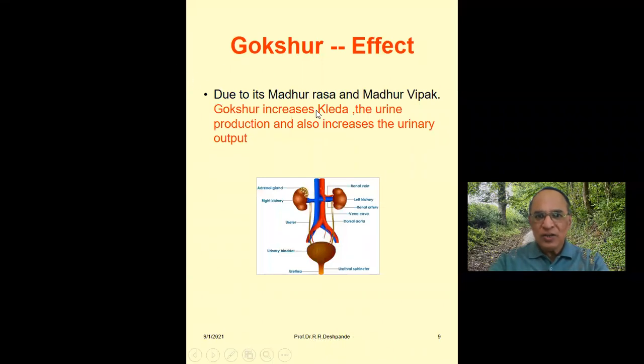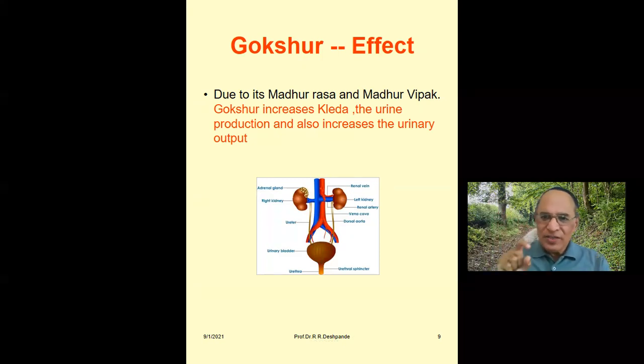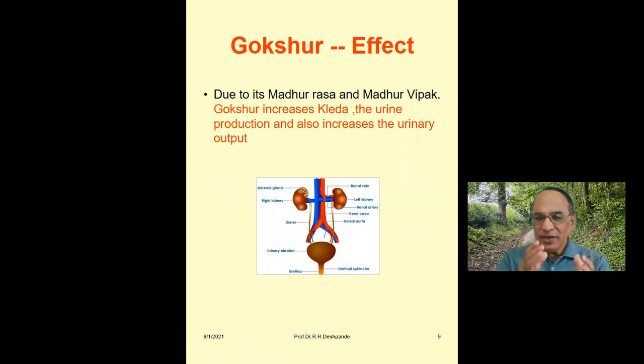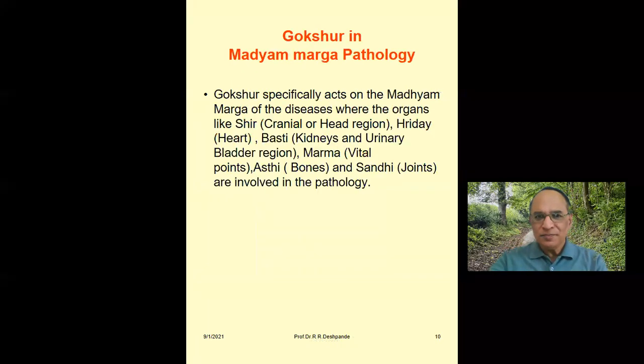Due to its Madhura Rasa and Madhura Vipak, Gokshur increases Kled, the watery waste part of the body, which is called Kled in Ayurveda. That is carried through the urine. What is the function of urine according to Ayurveda? Mutrasya Kled Vahanam. Kled is the watery waste part of the body. So it increases the urinary output.